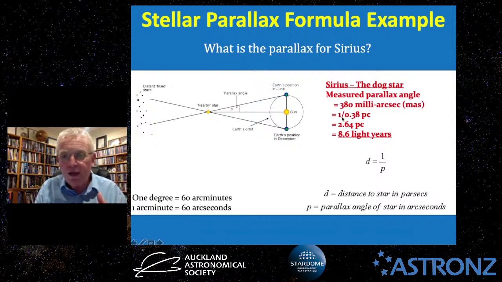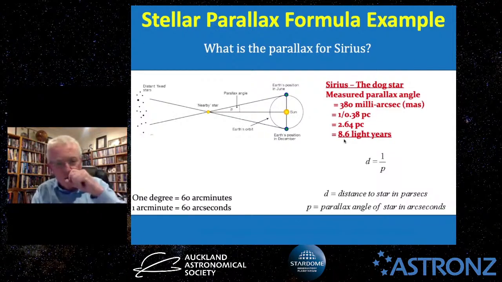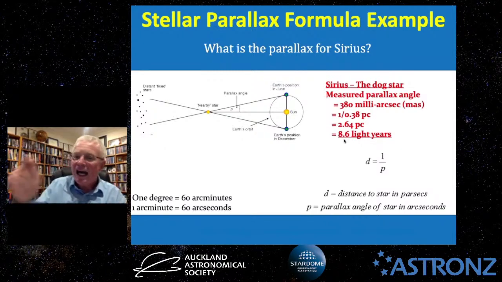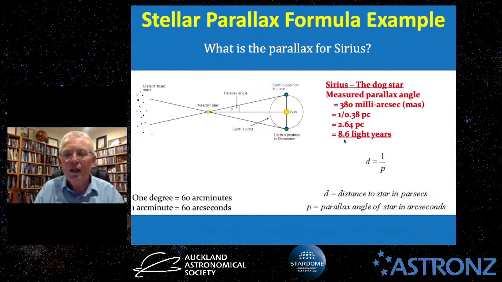So you get the inverse of that, 1 divided by 0.38, and that comes to 2.64 parsecs. You know that a parsec is 3.26 light years. So you get your calculator out, and 2.64 parsecs is 8.6 light years. So next time when you're looking up at the sky and you point out Sirius to someone, say, hey, that's 8.6 light years away. And they go, really? Oh, that's interesting. How do you tell? And then you can tell them all about parallax.